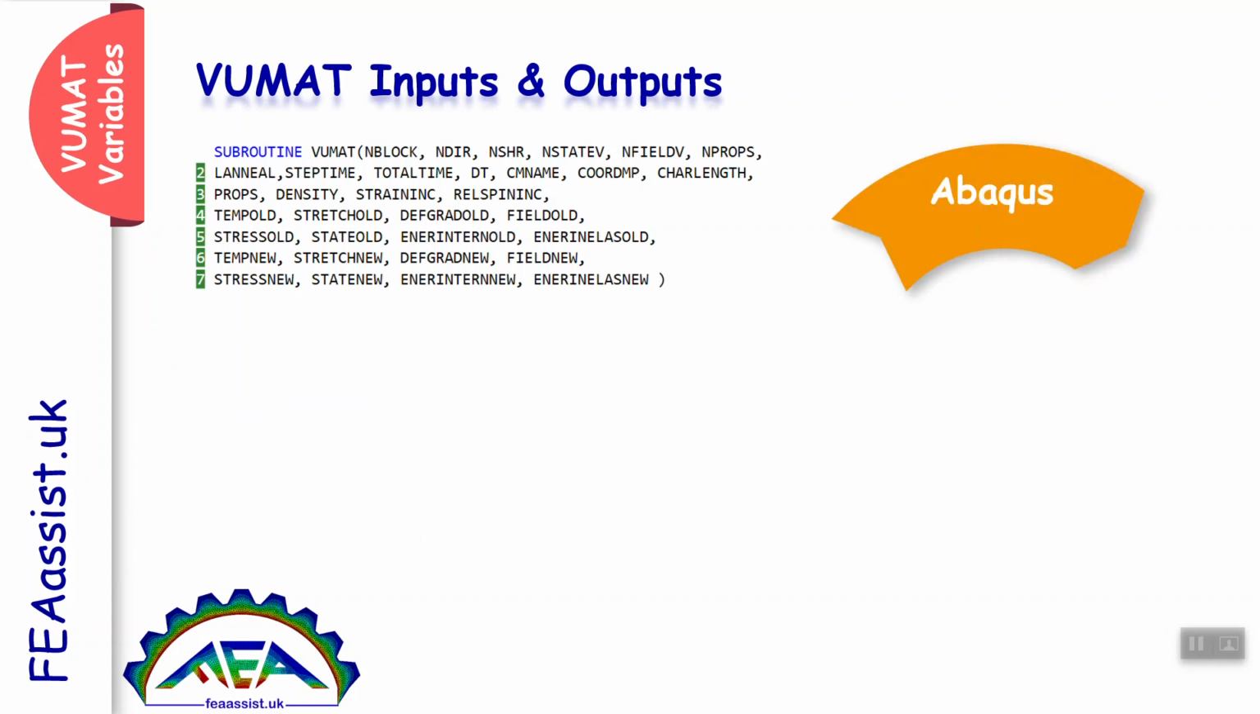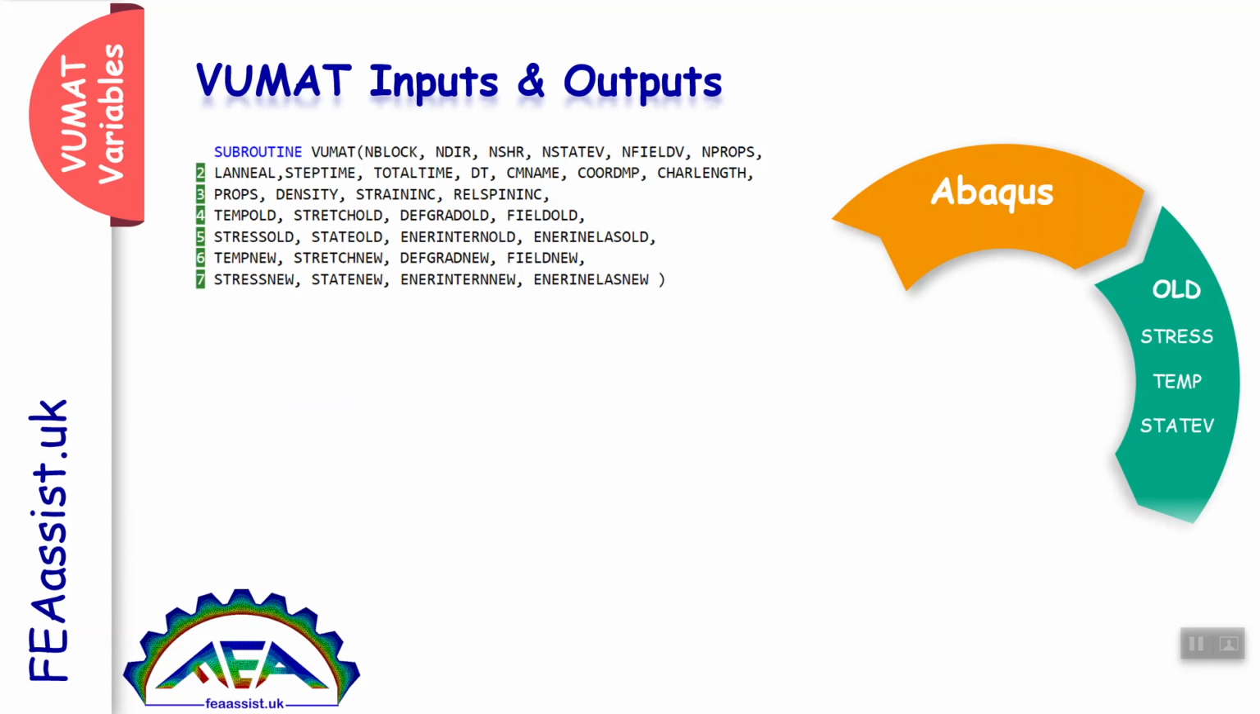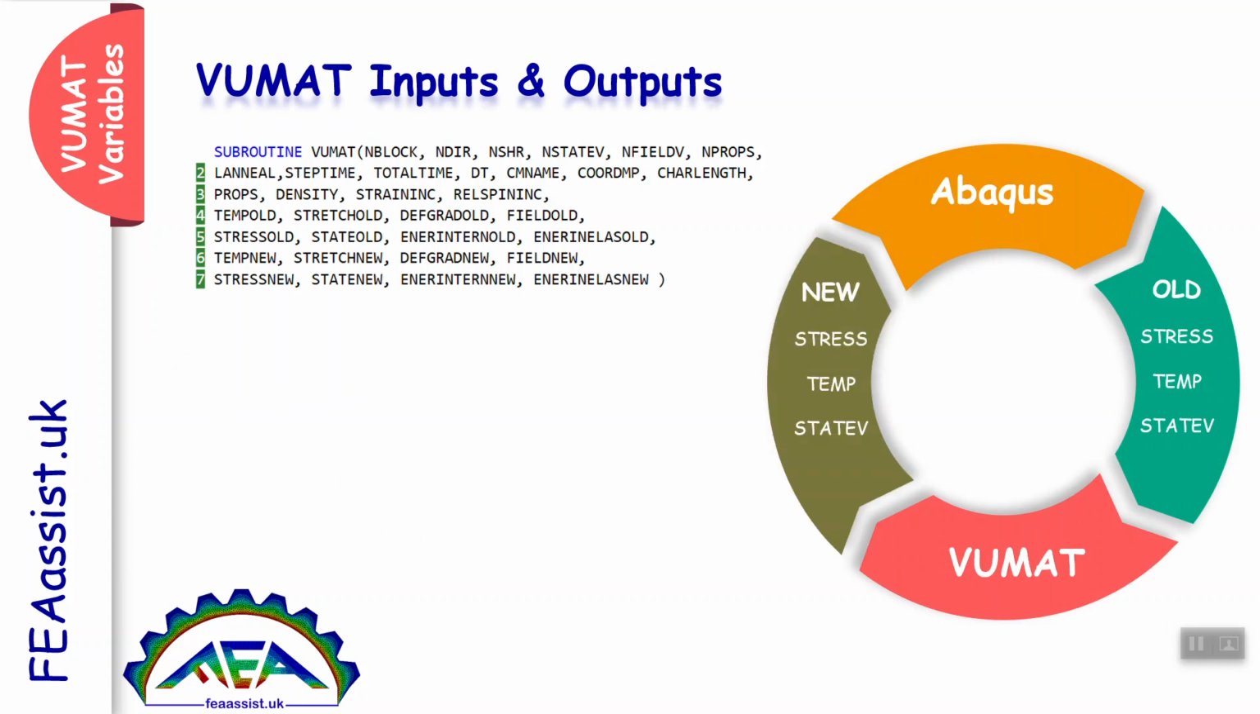Actually, these variables are computed in Abaqus. The old values or the initial values are transferred to the VUMAT. Into the VUMAT, we need to write a new equation or some new equations to redefine these values, and the new values of the variables return back to Abaqus. This is how Abaqus and VUMAT interact with each other, which is necessary to understand to write a good working VUMAT.